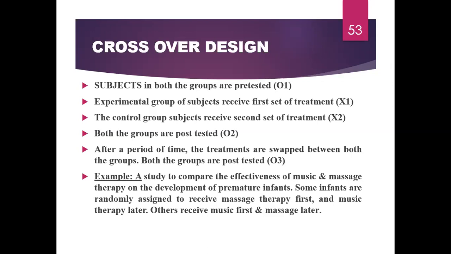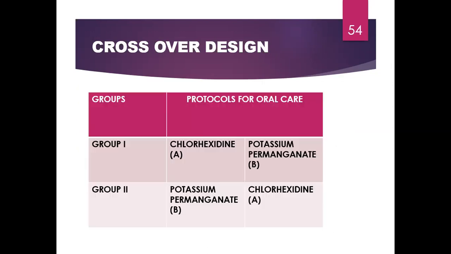So more than one treatment. Crossover design, for example, we have taken two groups, group 1 and group 2, and the protocols for oral care. So more than one treatment when we compare the effectiveness of both the protocols for the oral care. First group, chlorhexidine is administered to group 1, and then it is administered potassium permanganate, and then the group 2 will receive potassium permanganate first, and then it is swapped later for chlorhexidine.